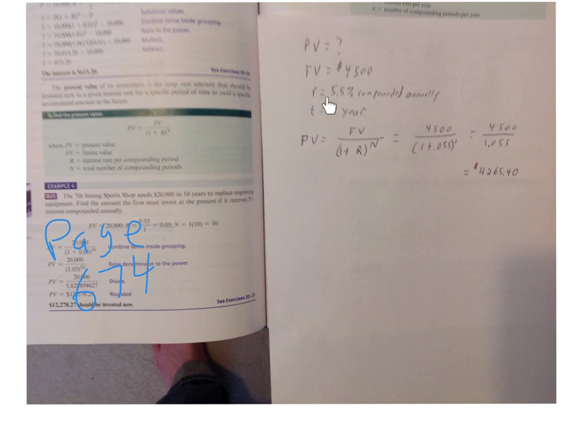r is the interest rate. It's the 5.5% compounded annually. You've got to change it to a decimal. You move the decimal 2 places to the left and make it 0.055. n is the number of times it's going to compound. Compounded annually means once a year for 1 year, so n is just 1. So the denominator is just 1.055.